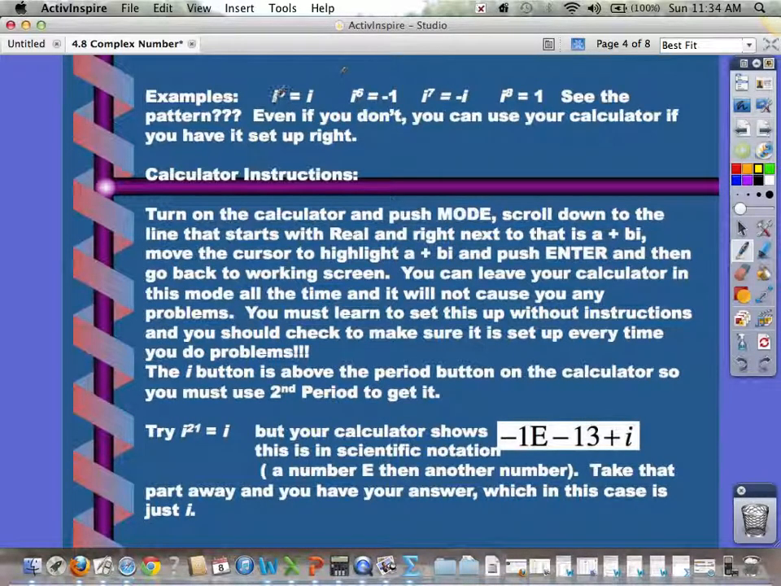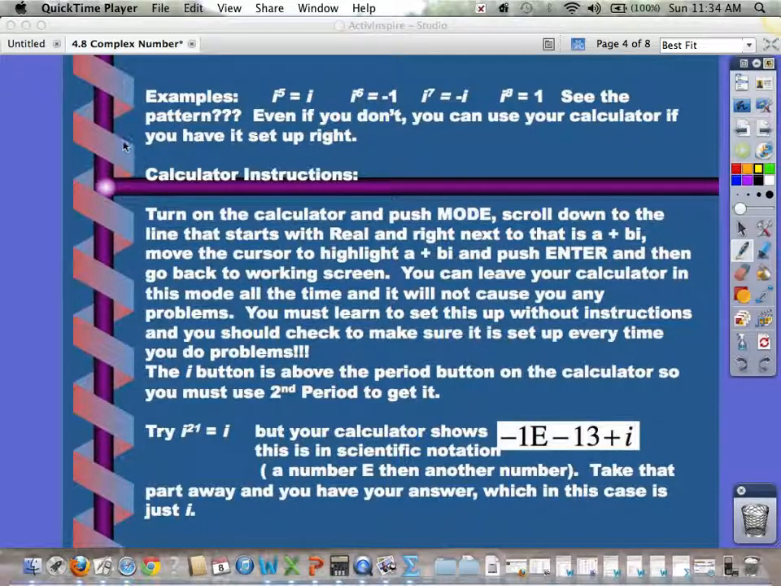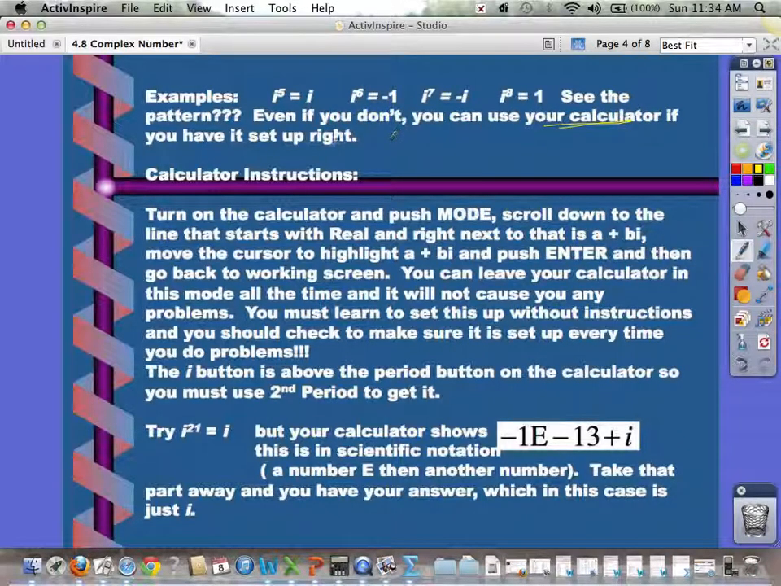Now, the rest of those then repeat. So you'll see i to the 5th makes i, i to the 6th makes the negative 1, i to the 7th makes the negative i, i to the 8th makes 1. So it goes over and over and over. Do you see that pattern? Even if you don't, you can use your calculator if you have it set up right.